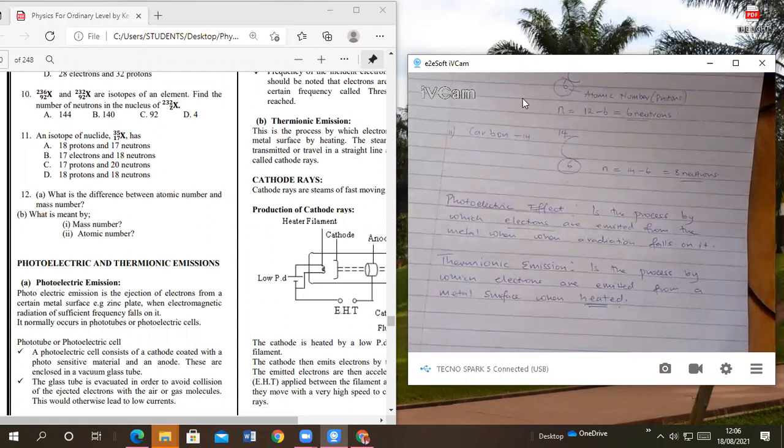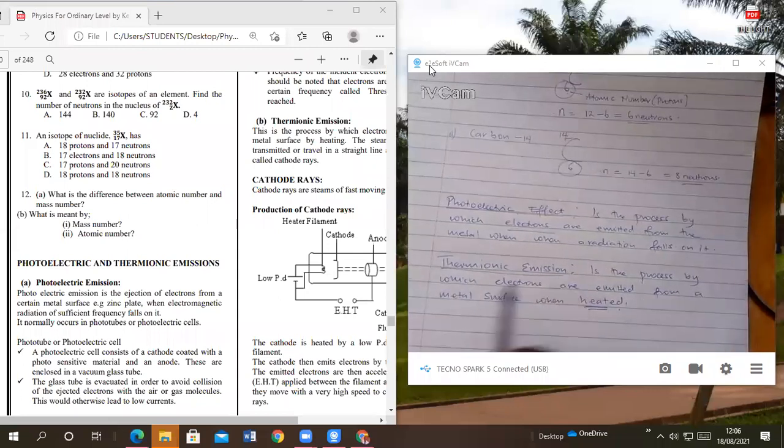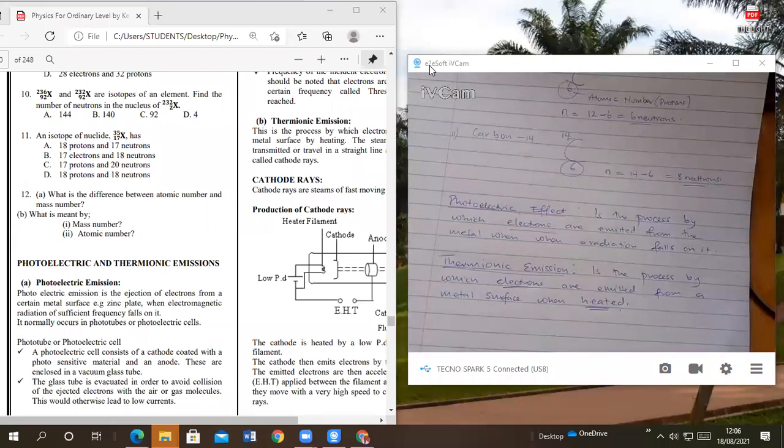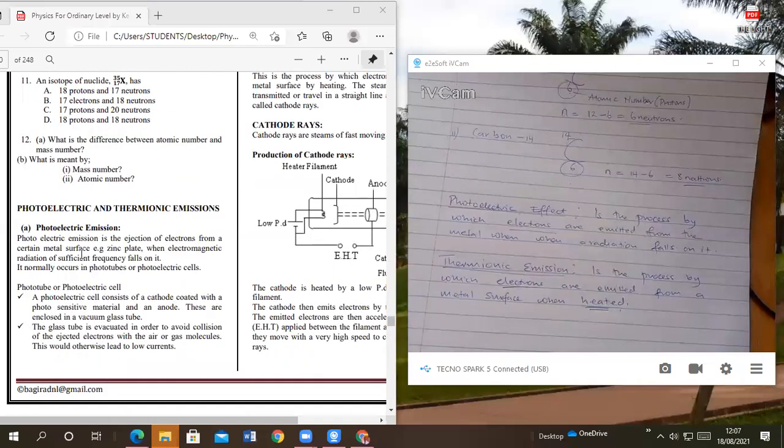That's what we are talking about, heated. So that is thermionic emission. There must be heat. Heat is subjected to a metal, and then the metal becomes hot. Once it becomes hot, it starts emitting electrons. That is thermionic emission.